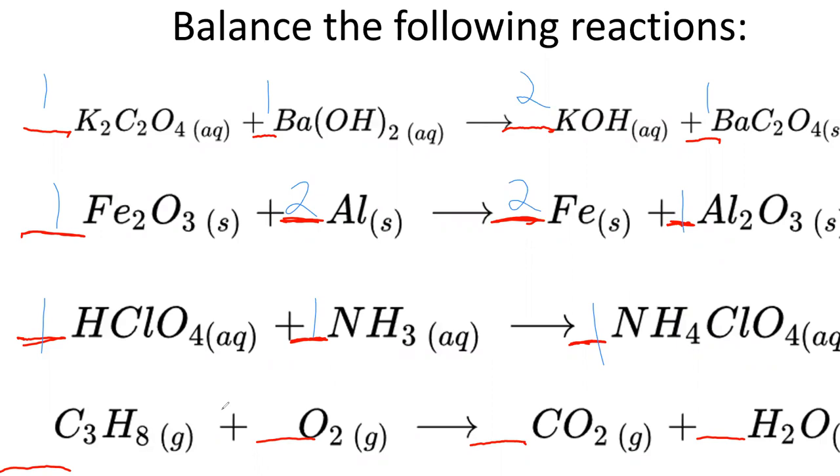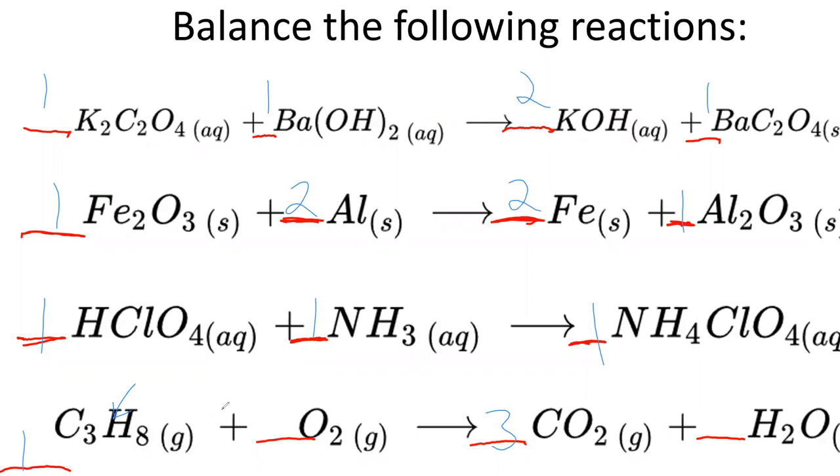That sounds right. This is a familiar reaction. This is propane reacting with oxygen to make CO2 and water. So this is just burning propane. So we know that we have to have a 3-to-1 ratio of propane to CO2, right? So we can fill that in. Even if we have to go back and change it, it's always going to be in that 3-to-1 ratio.